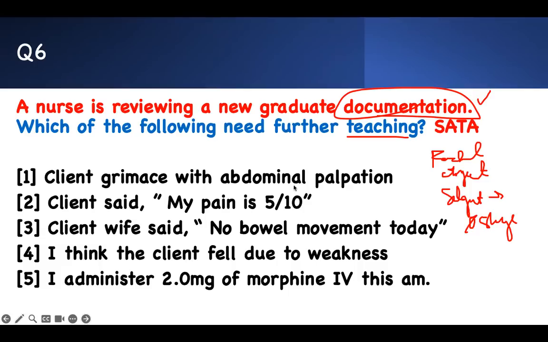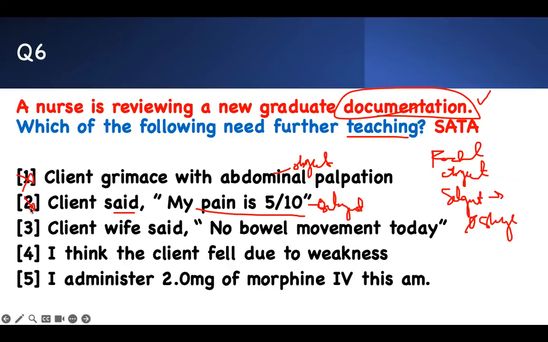Client agrees with abdominal palpation, right? That is what you saw. So this is an objective value. It's what you observe. So this does not need further teaching. Client said, my pain is 5 out of 10. That's good. That's subjective. It's what the patient is saying.